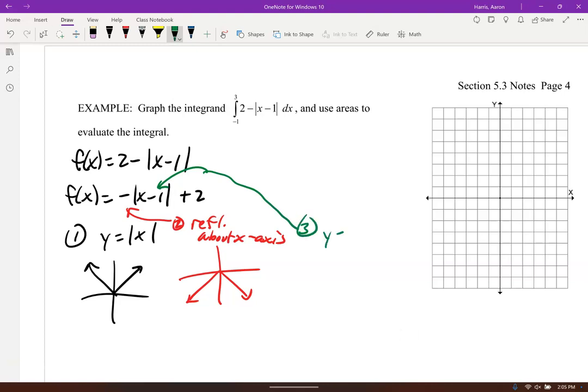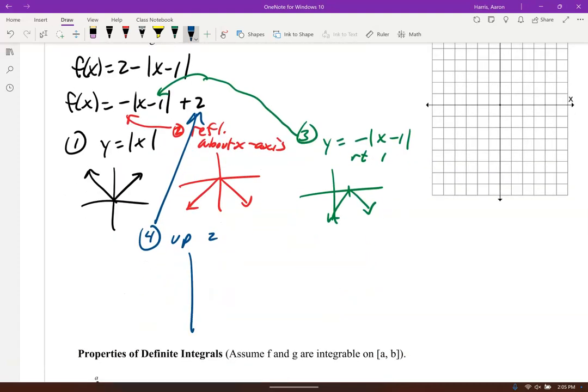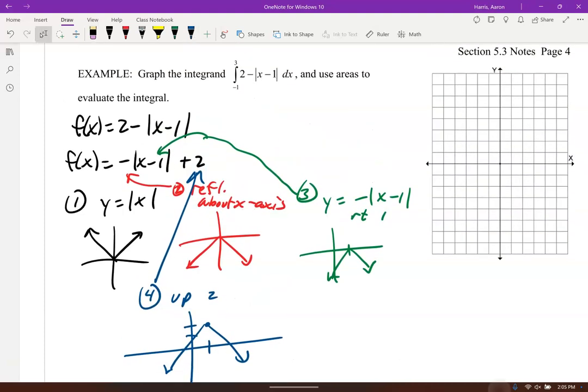That would move it to the right one. So right 1. So instead of the red being right at the middle, I go right 1 with it. And then finally the plus 2 on the end would bump it up 2. So I take the green and I go up 2. And there's my graph. And of course you could plot some points too if you wanted to.